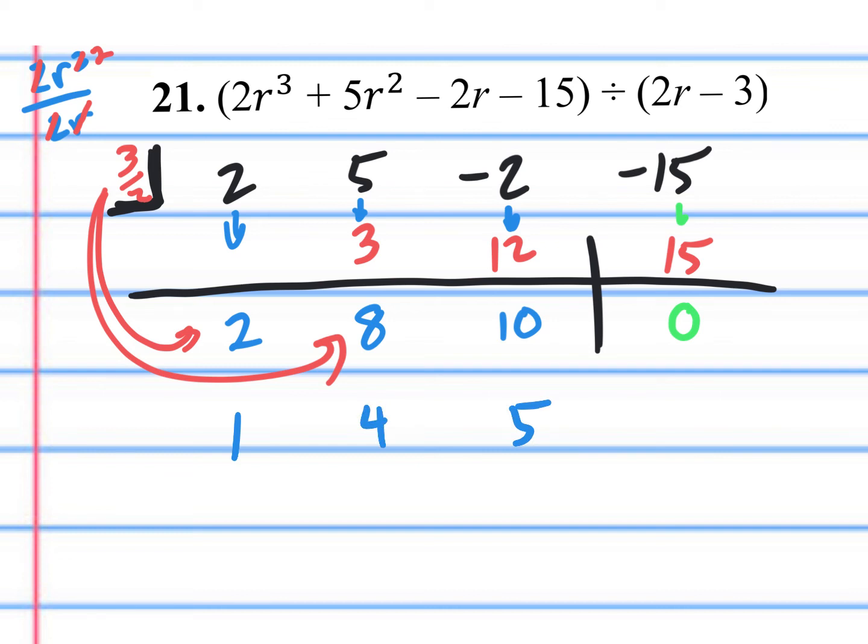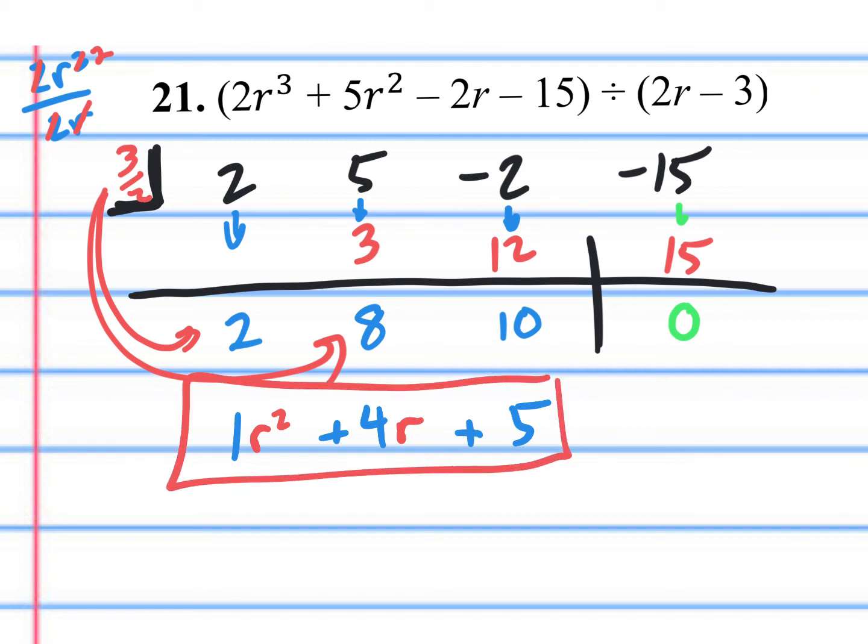And there is your answer, but you're just going to put the r to the second on that first one, the r on the second one, and the constant is 5. So we have 1r squared plus 4r plus 5. There's your answer. There was no remainder.